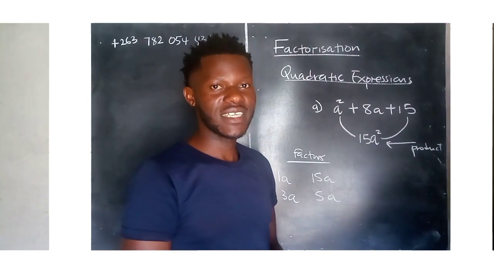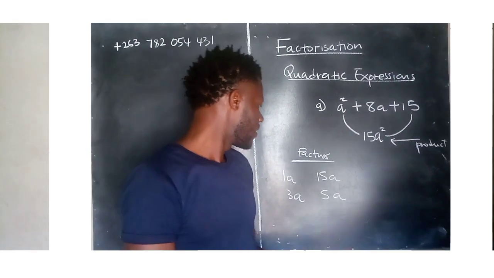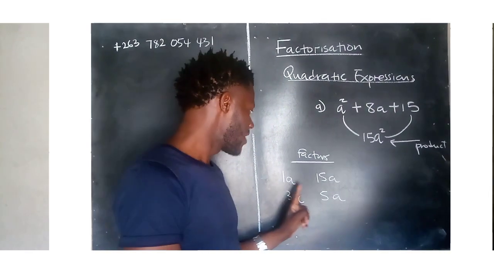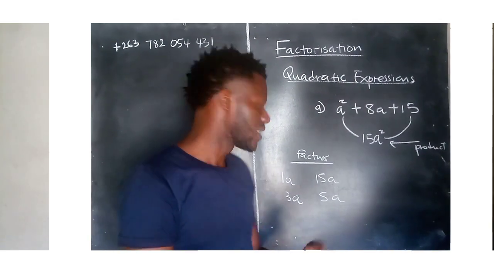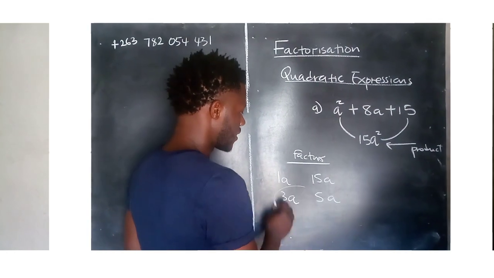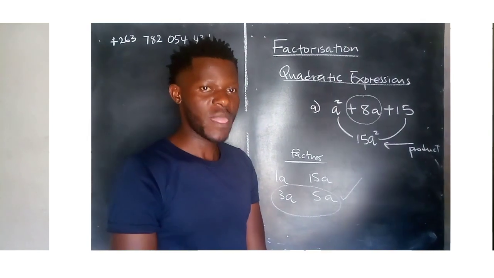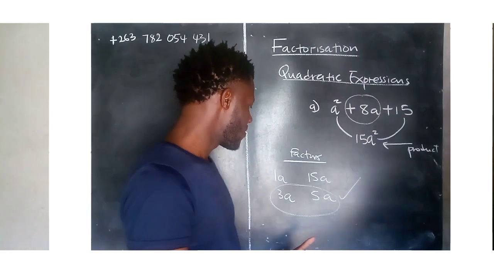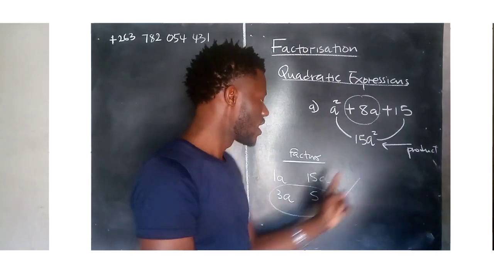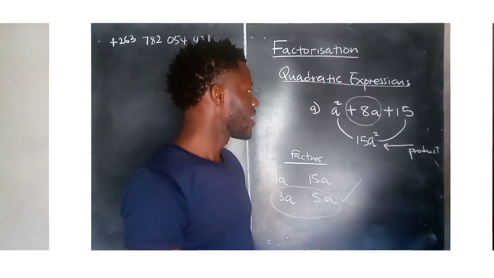After listing these factors, what you do next is find a group of factors such that their sum will give us the middle value, the b value. In this case, 1 plus 15 will give us 16. How about 3 plus 5? It gives us 8. So a group of factors that qualifies to give us this middle value is 3a and 5a. When you multiply 3a and 5a, you get the product 15a squared. When you add 3a and 5a, you get the sum, the b value, 8a.